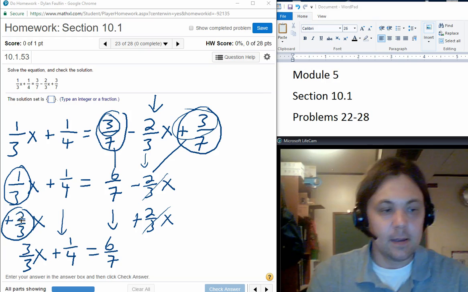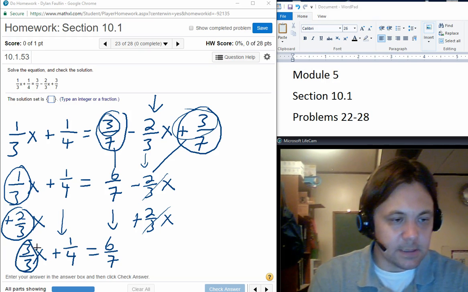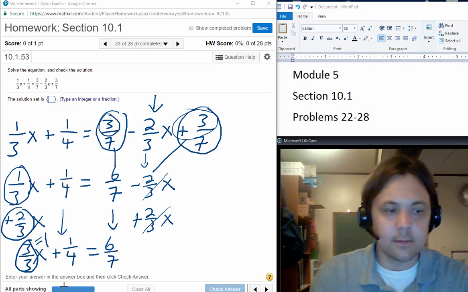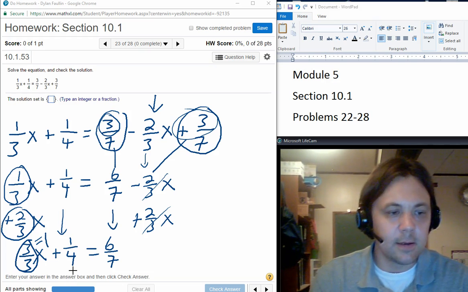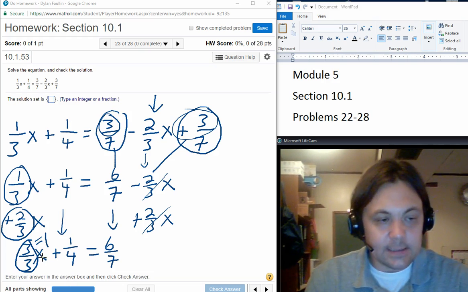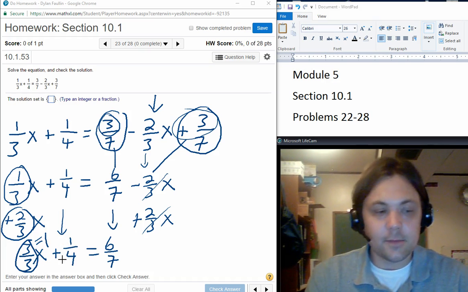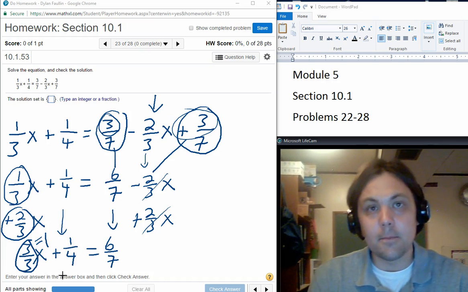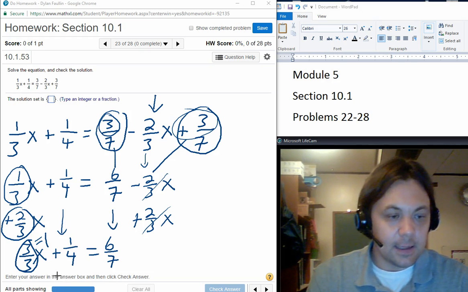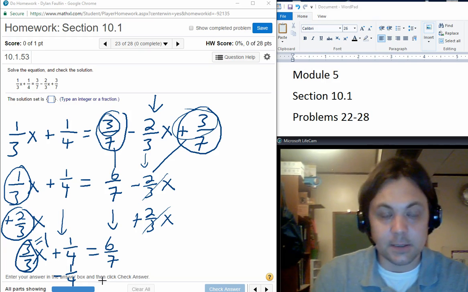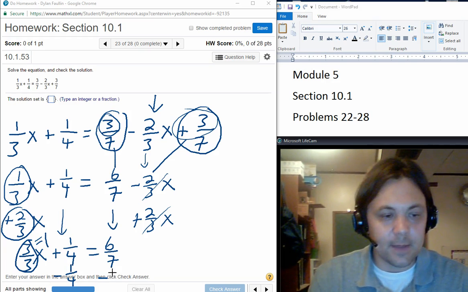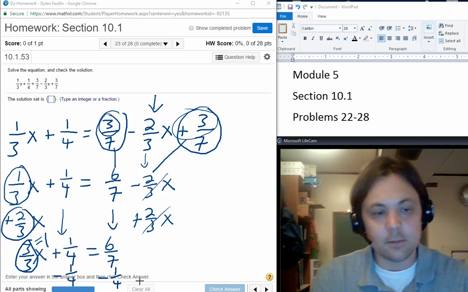All right. Now 3/3 can be simplified to 1. Right? 3 divided by 3 is equal to 1. So that's going to become a 1x, which is just x. And we want to get that x by itself by eliminating the plus 1/4. And so we can accomplish that by subtracting 1/4. Right? That'll cancel out the plus 1/4. If we do that to the left-hand side, we have to do the same thing to the right-hand side.